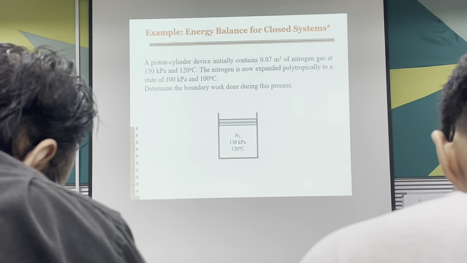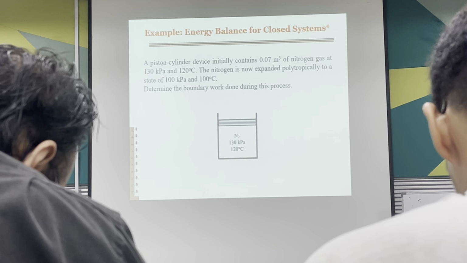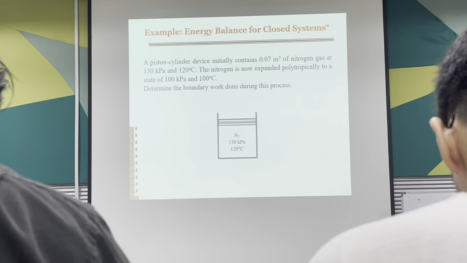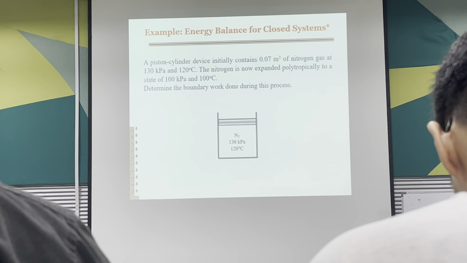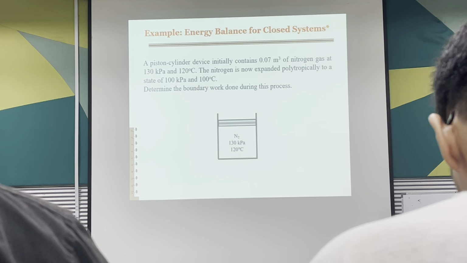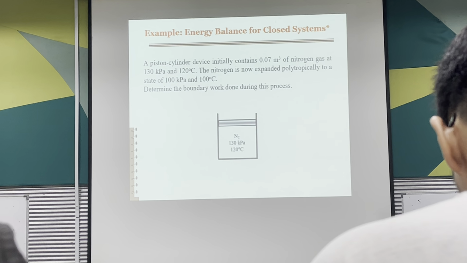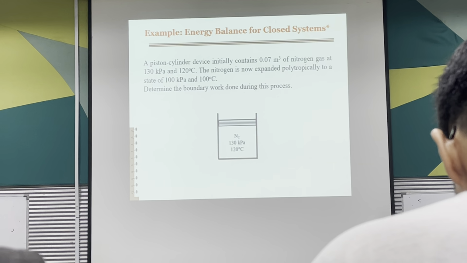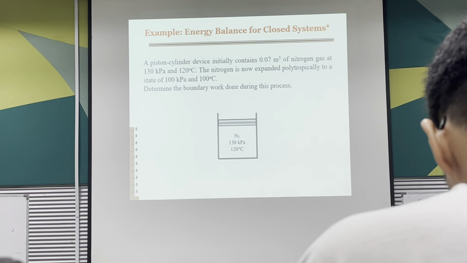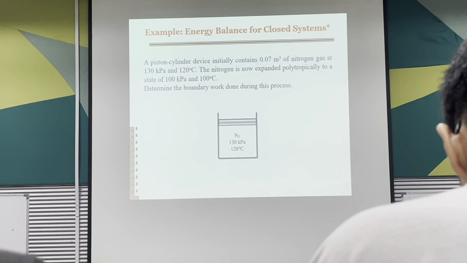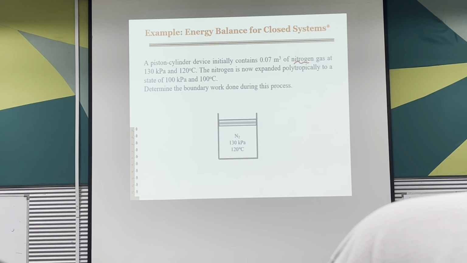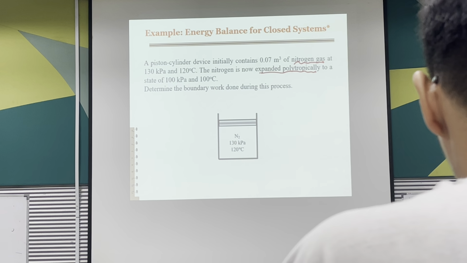So, here, now this question is actually slightly different. This one will need to make use of the equation that you learned from the boundary work section. A piston cylinder device initially contains 0.07 meter cube of nitrogen gas at 130 kilopascal and 120 degrees Celsius. So now we are dealing with nitrogen gas, so you cannot use the H2O table anymore. The nitrogen is now expanded polytropically to a state of 100 kilopascal and 100 degrees Celsius. Determine the boundary work done during this process.